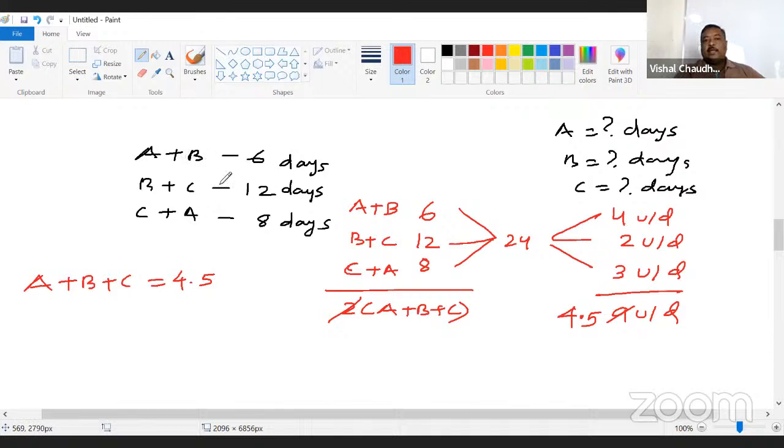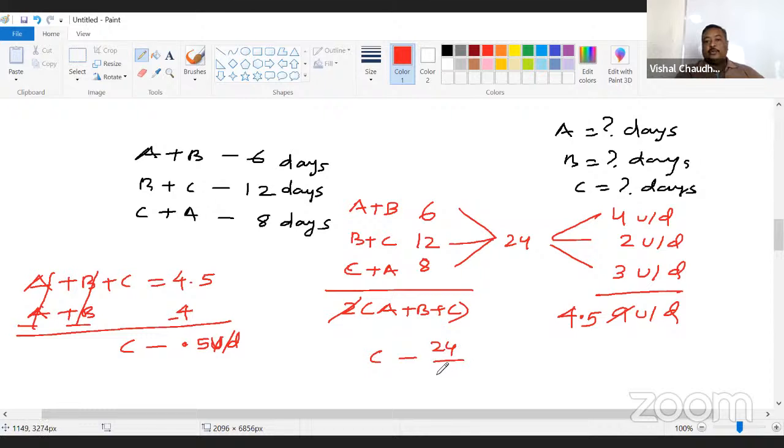If I subtract, A and B is doing how many units? 4 units. That means if we minus, C will do how many units? 0.5 unit per day. Isn't it? 0.5 unit per day. So C will complete in how many days? 24 by 0.5, and that is 48 days. C will complete it in 48 days.